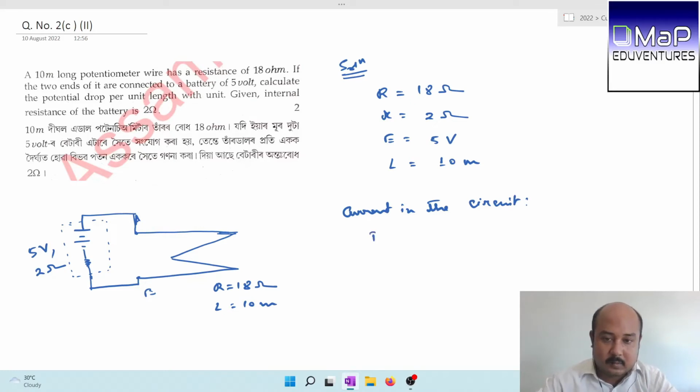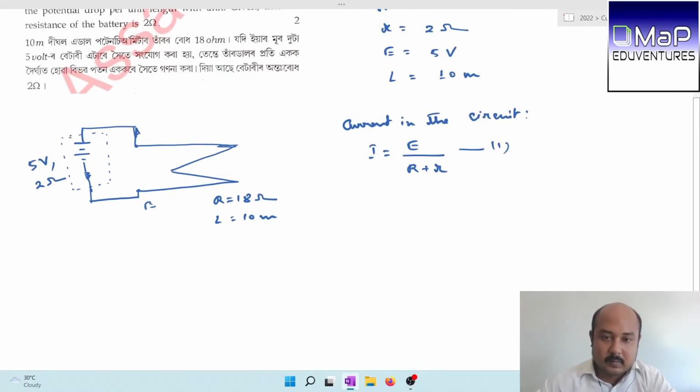I is equal to E by the total resistance, and the total resistance here is the external resistance plus the internal resistance. Okay, so this is an expression for the current.